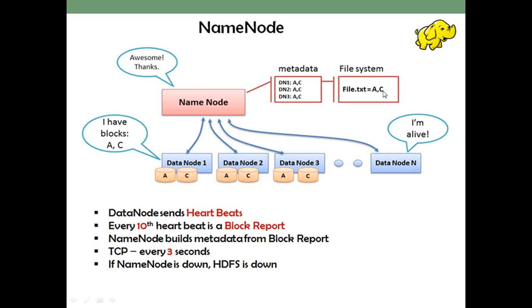Based on that report, the name node maintains the block information. So the name node builds metadata from the block report. The name node and data nodes are on different machines, so they communicate using the TCP protocol. If the name node is down, HDFS is down. In 1.0, if the name node is down, everything is down. But in Hadoop 2.0 they addressed this single point of failure. In Hadoop 1.0, horizontal scalability is only for the data nodes, not the name node. Horizontal scalability and high availability were introduced in Hadoop 2.0.